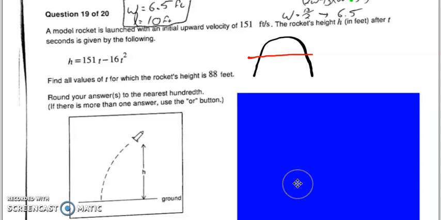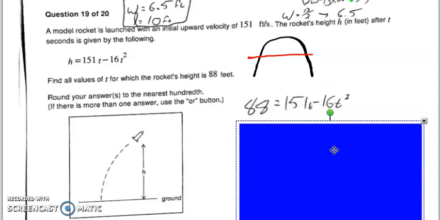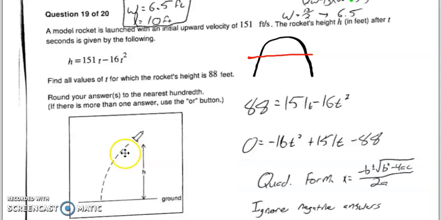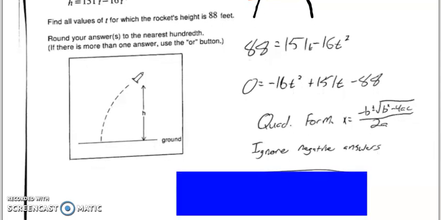When we do this, all we have to do is set this height value equal to whatever the height is. And then we'll set it equal to 0 and rearrange it so it's in order. And now this looks pretty user-friendly for the quadratic formula: negative b plus or minus square root of b squared minus 4ac, over 2a. We'll get 2 answers. You're going to want to ignore any negative answers because it wouldn't make sense for a time value to be negative, right? We're not going back in time.